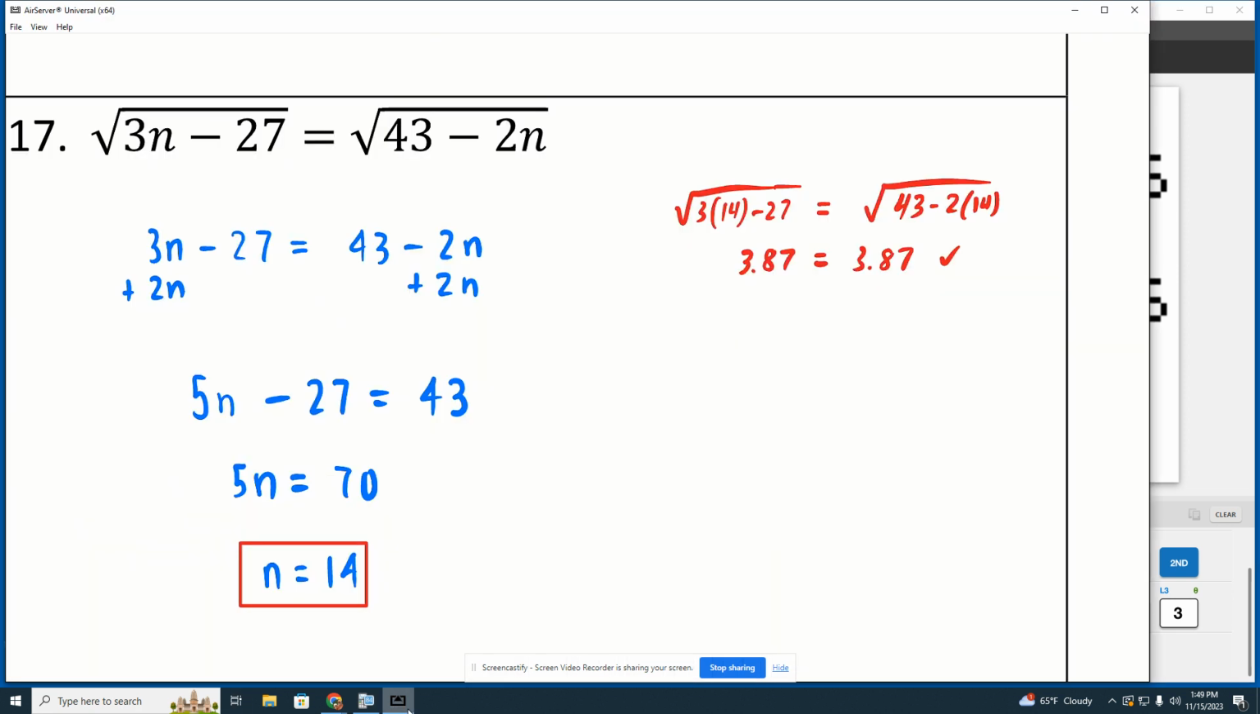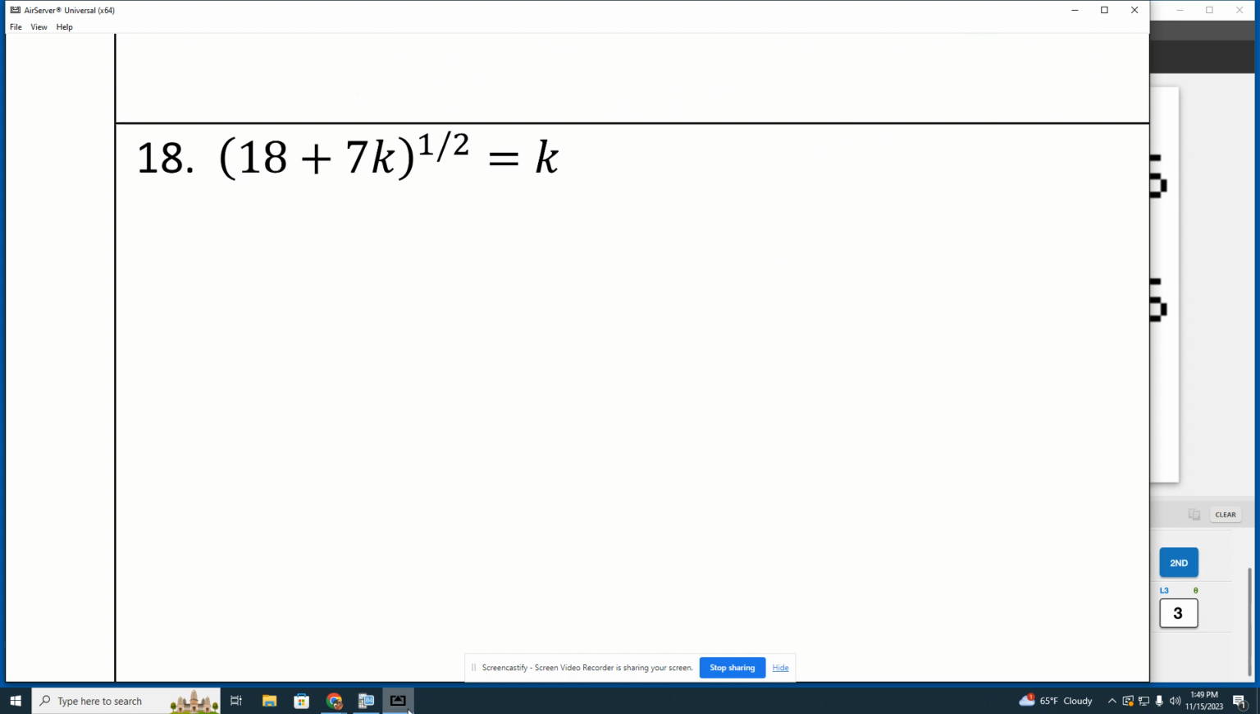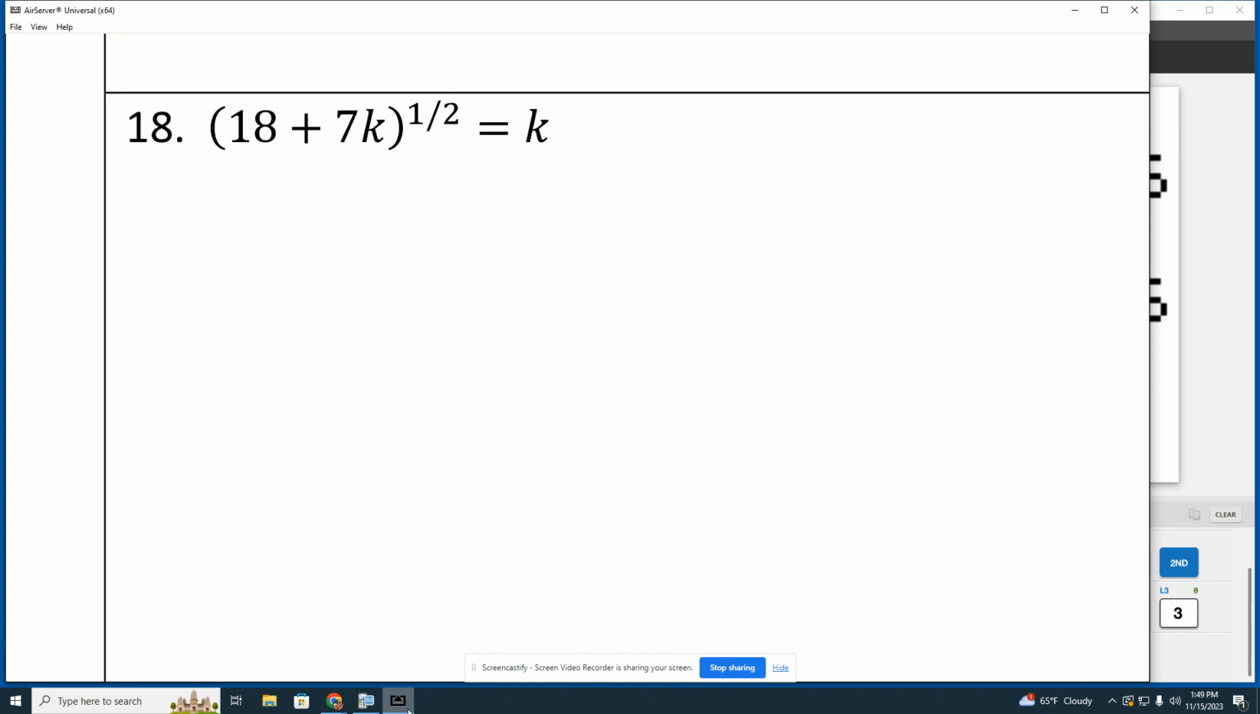Okay? So there's number 17. Let's keep on cruising. Number 18 is similar to that problem, I guess, maybe a little bit. Well, not quite. I don't have radicals on both sides. Of course, some people probably look at this problem and say, you don't have radicals at all. Yes, I do. Remember, this is a fractional exponent, so the root is the denominator.